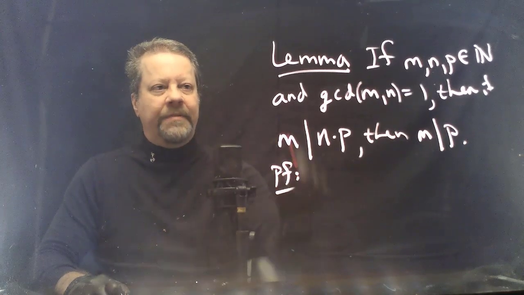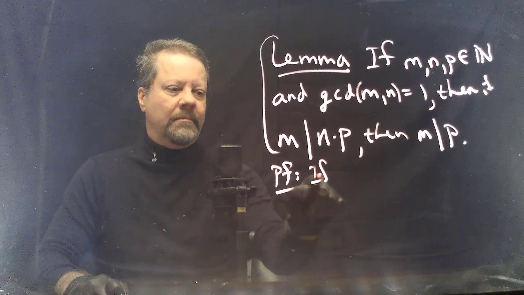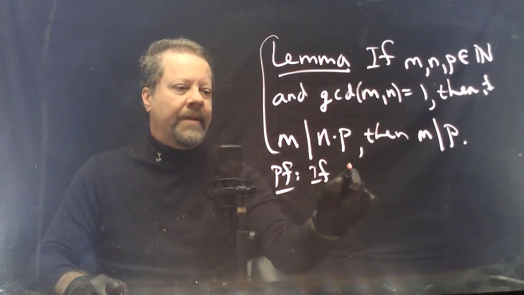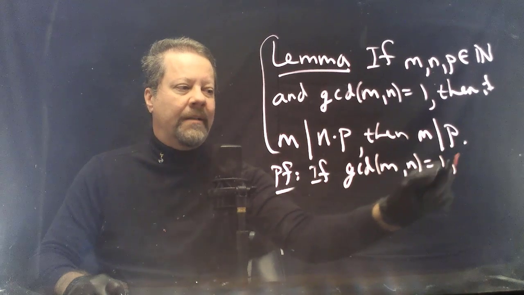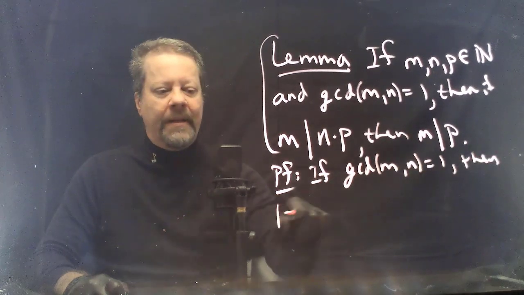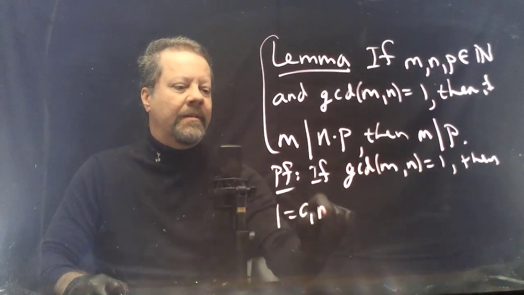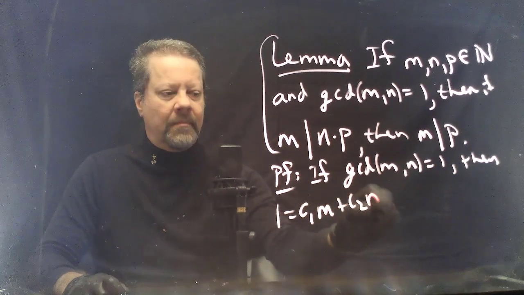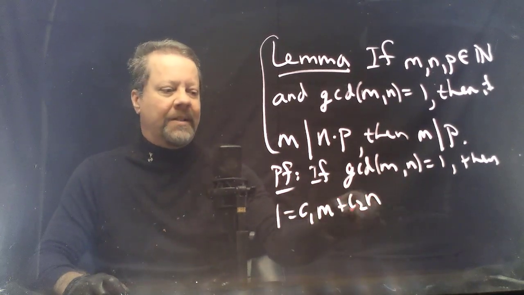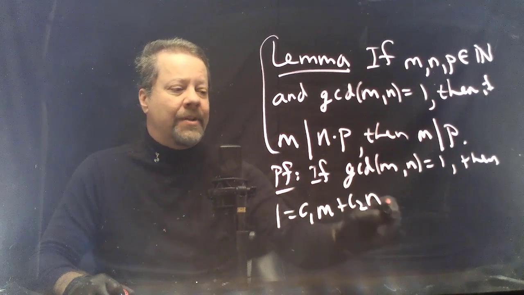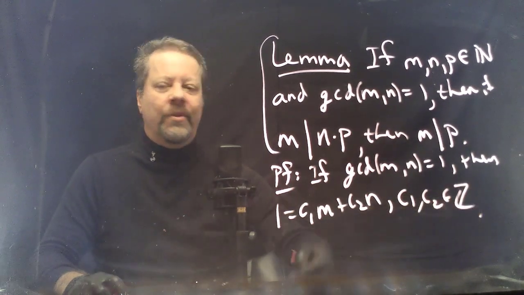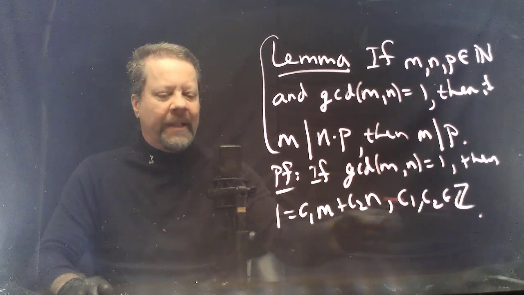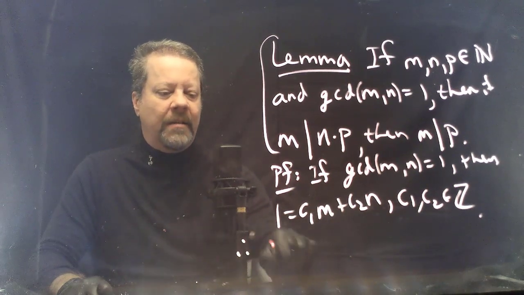So in our proof, if the greatest common divisor of m and n is 1, then 1 is a linear combination of c1 times m plus c2 times n, for some integers c1 and c2. We multiply everything in sight by p.